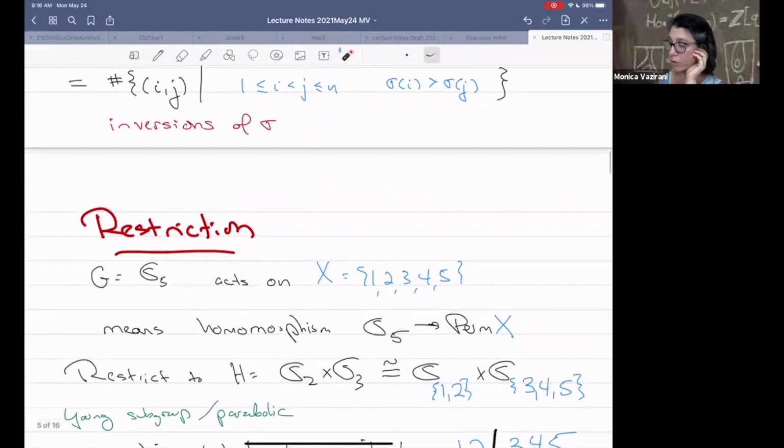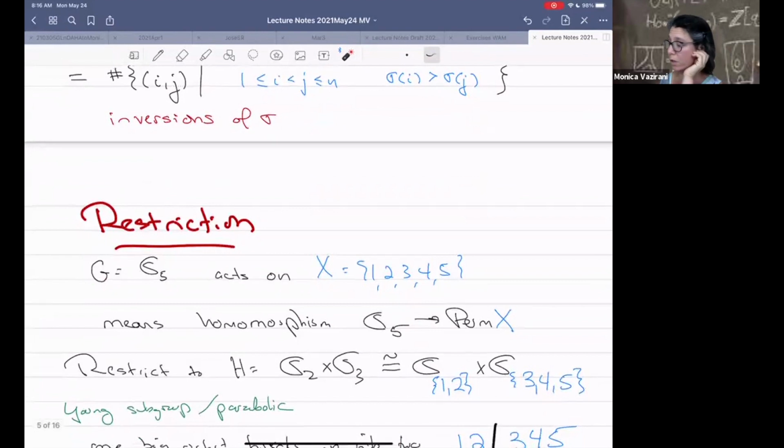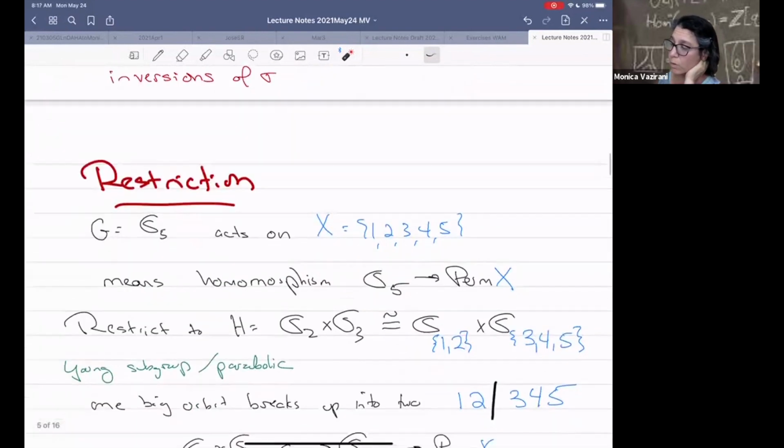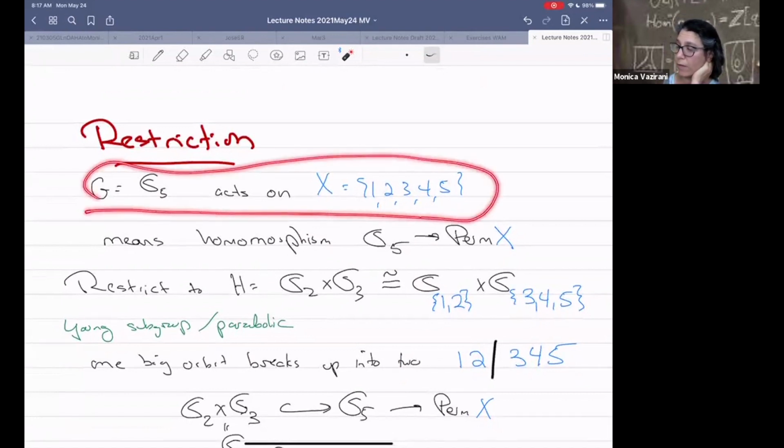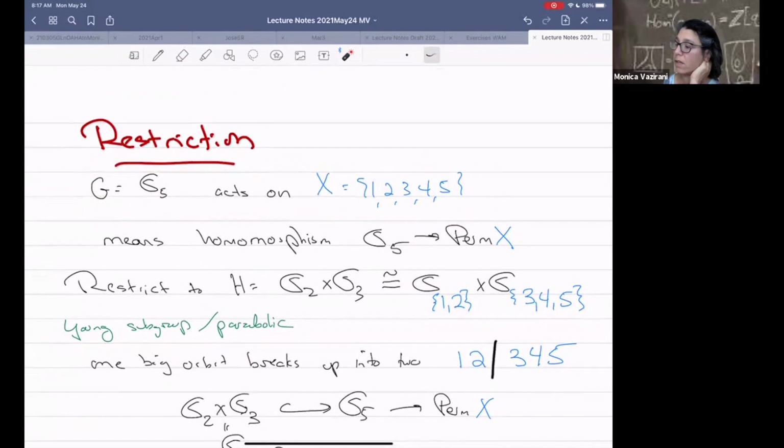Okay, so let's talk about restriction. We want to get to some of these functors that we have. Well, let's just start with the natural action: S5 acts on the set 1, 2, 3, 4, 5. You might recall that's the same thing as saying I have a homomorphism from S5 to the permutations of the numbers 1, 2, 3, 4, 5, which of course is S5, basically by definition. And the homomorphism here actually is the identity homomorphism in this case, at least if I order 1, 2, 3, 4, 5 as 1, 2, 3, 4, 5.